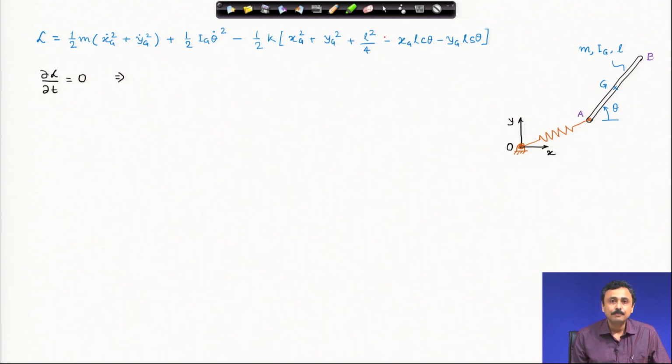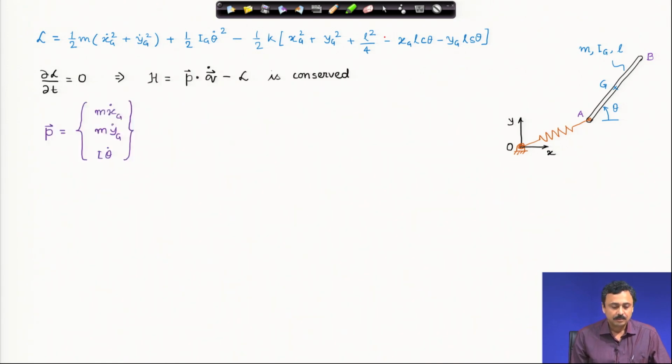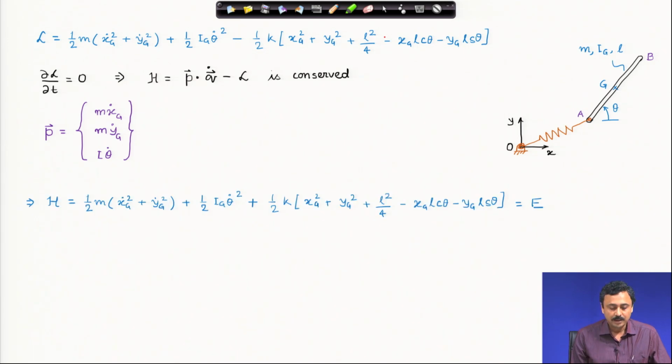The second symmetry or observation that we have is the Lagrangian is not explicitly time dependent. In other words, the partial derivative of the Lagrangian with respect to time is 0, and that immediately tells us that the Hamiltonian is a conserved quantity, which we have discussed before. To find out the Hamiltonian, we find out the generalized momentum, which we have done a few moments ago, and the Hamiltonian, if you use this expression, you can easily find that the Hamiltonian is this.